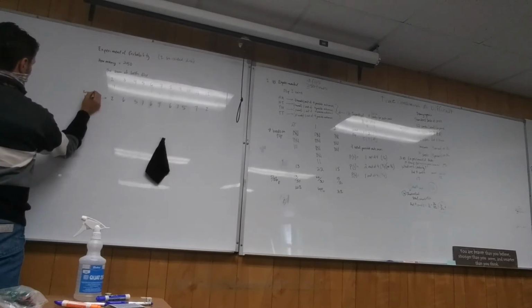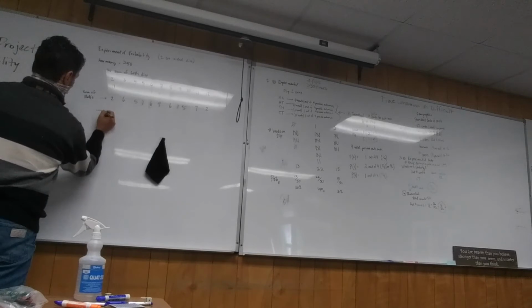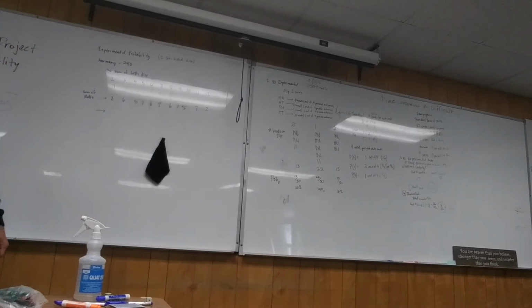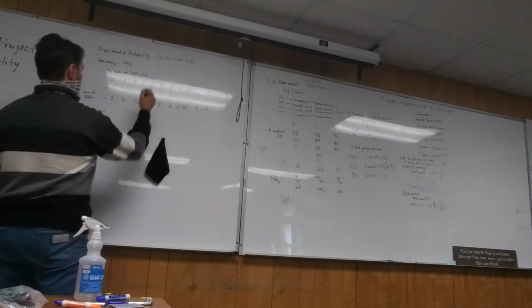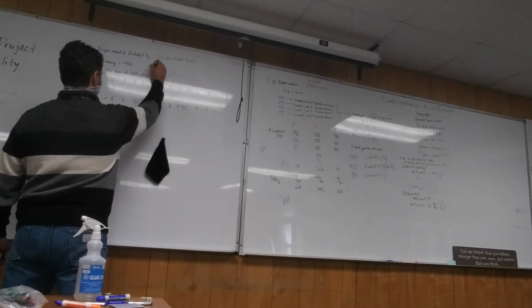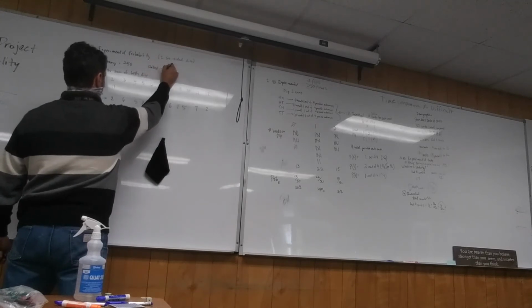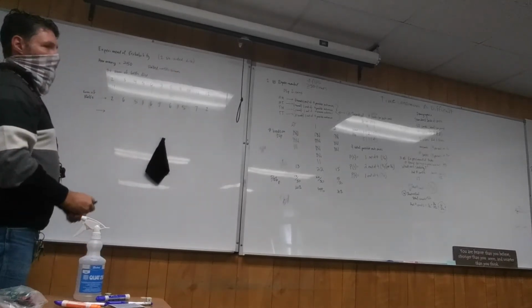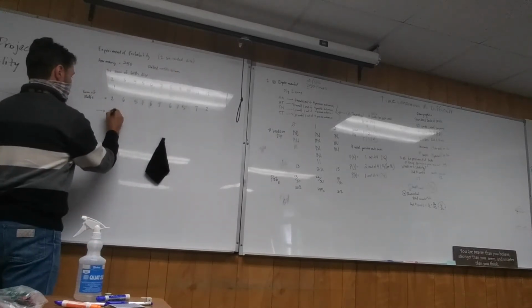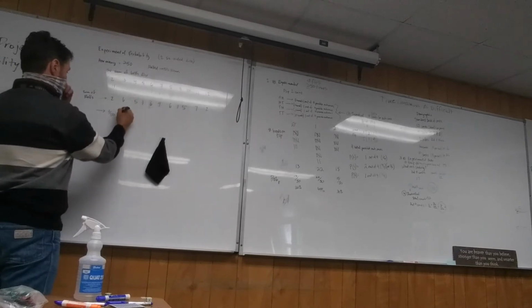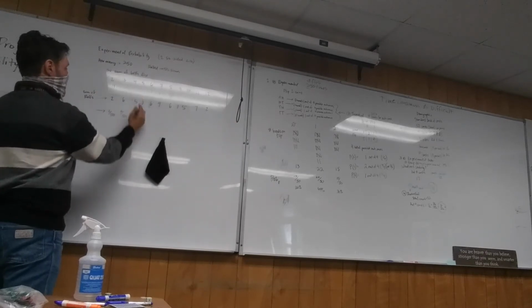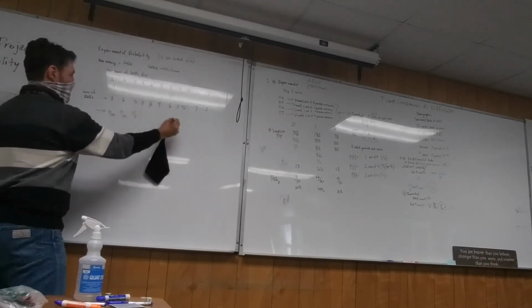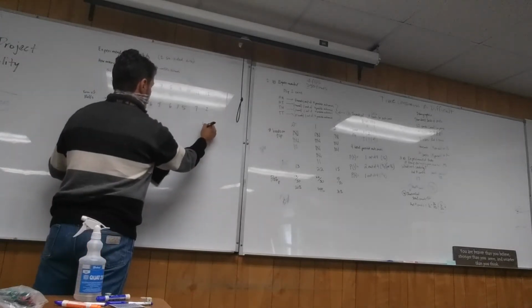Sum of rolls. What is the probability? We rolled 50 times. How many times did we get a 2 out of 50? We got 2 out of 50, right? How many times did we roll a 3 out of 50? 6 out of 50. How many times did we roll a 4? 5 out of 50. And so on, all the way to 12 where we rolled a 2 out of 50.